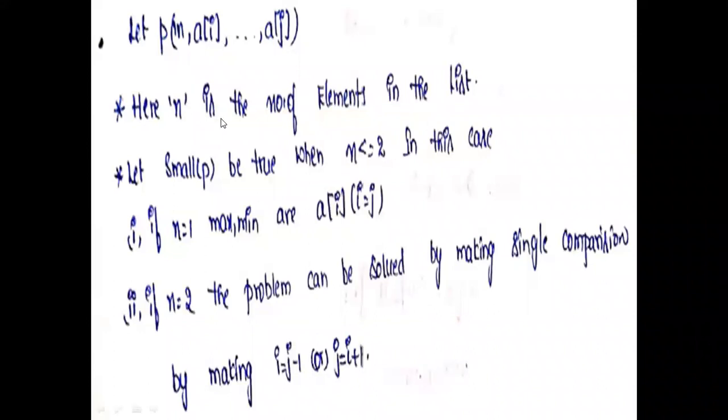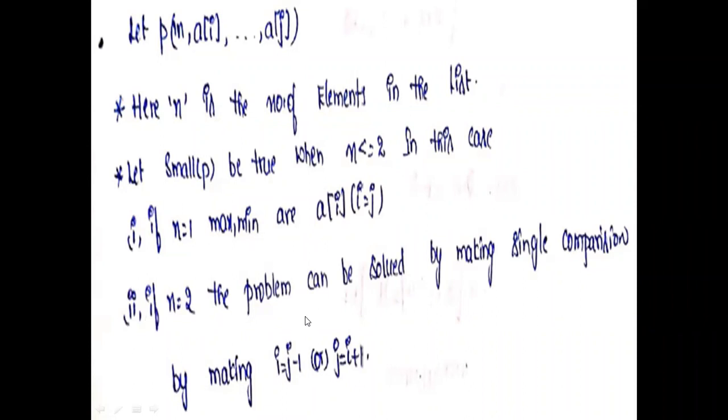To solve any problem in the divide and conquer method, first we find whether the problem can be solved directly or by using divide and conquer. If the array has only a single element, that element is both the maximum value and the minimum value, by the condition i equal to j. That is, the lower bound equals the upper bound, so the array has only one element.